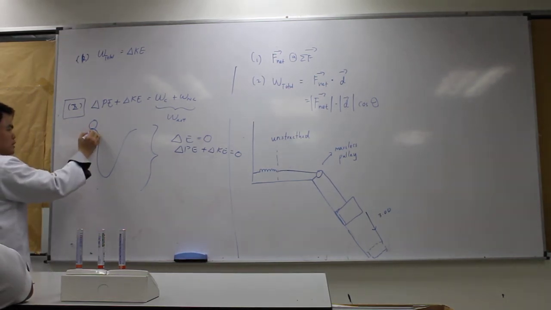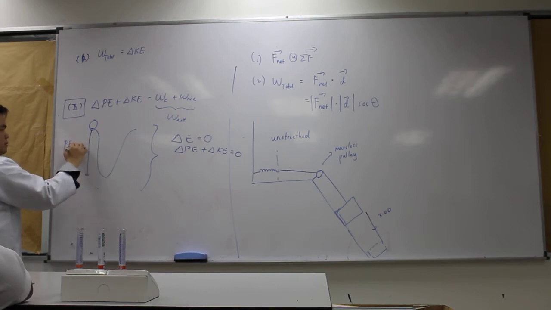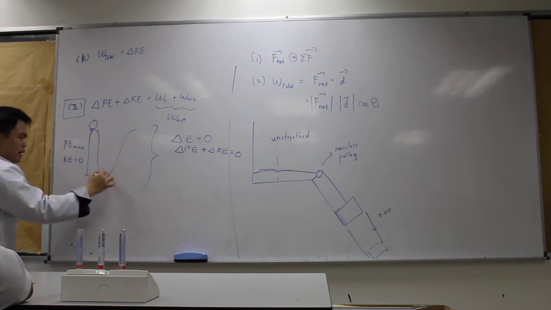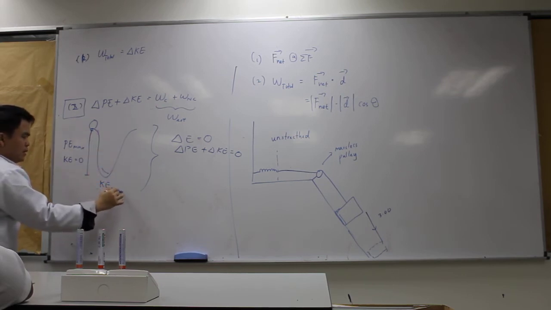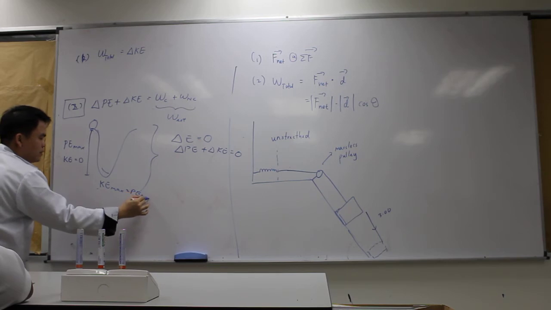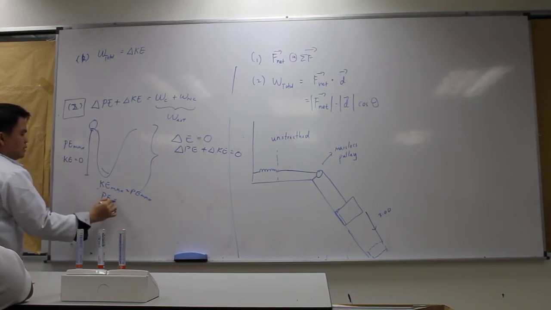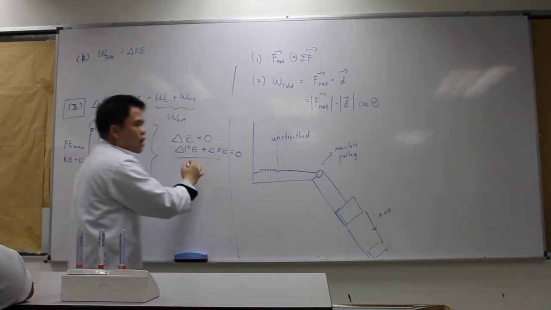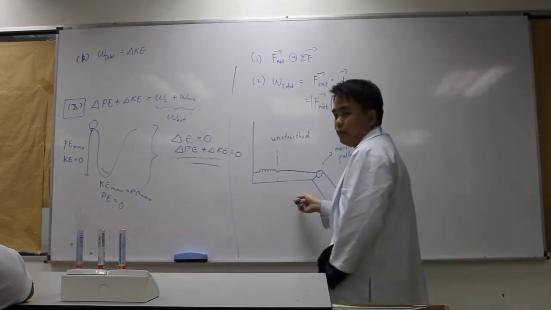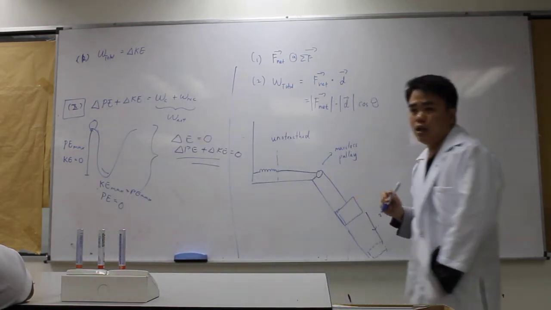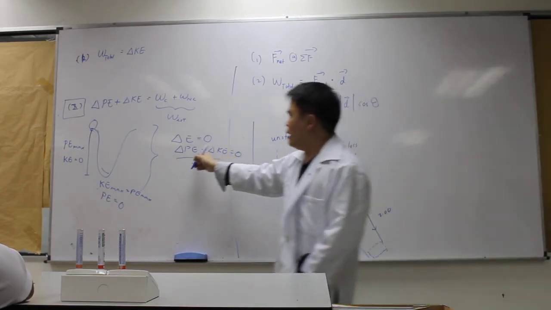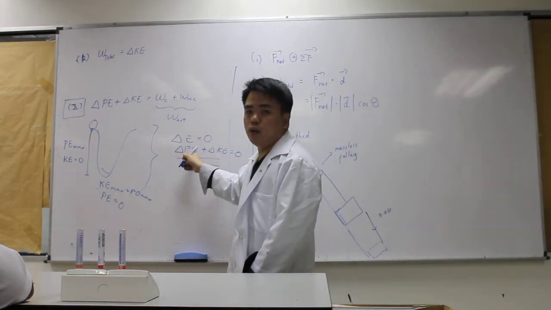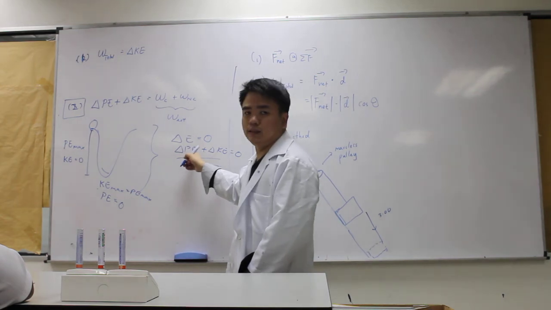At the highest position, it is PE max, but KE is 0. When I move down here, KE max equals PE max, but actually PE is 0 at this position. That is something you learned last time. So based on this equation, you can solve a lot of problems, including this one. And in our syllabus, besides delta PE G for gravity, we also study delta PE S for the spring.